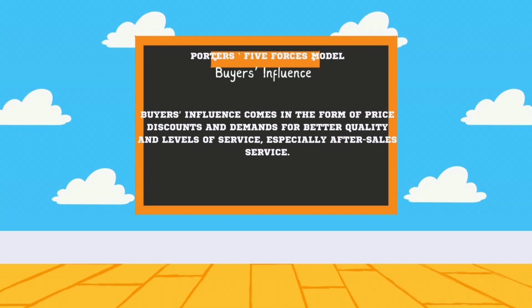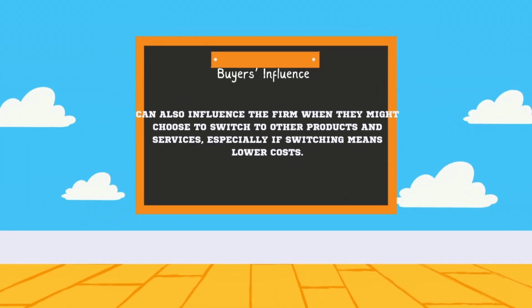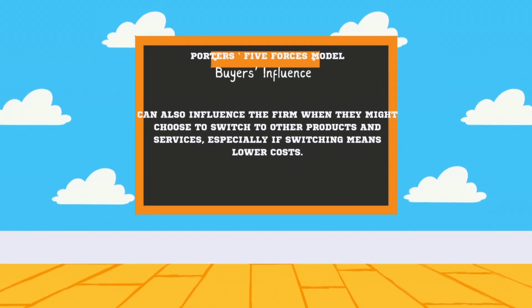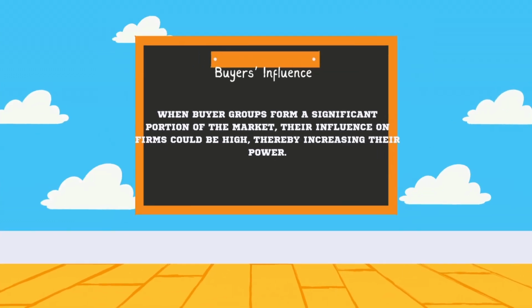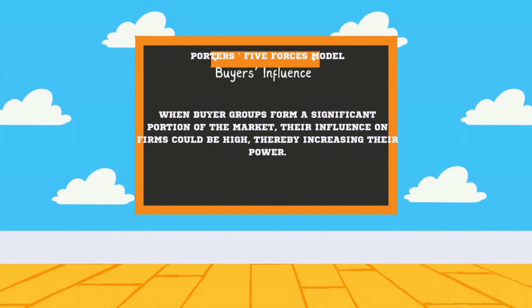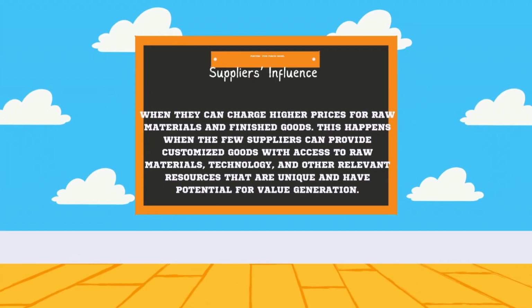Buyers' influence comes in the form where buyers can dictate price discounts at the same high quality and service. Buyers influence the firm when they might switch to other products and services. When a buyer group comprises a significant portion of the market or segment, then they can influence the firm because the firm wants to secure their buying group.